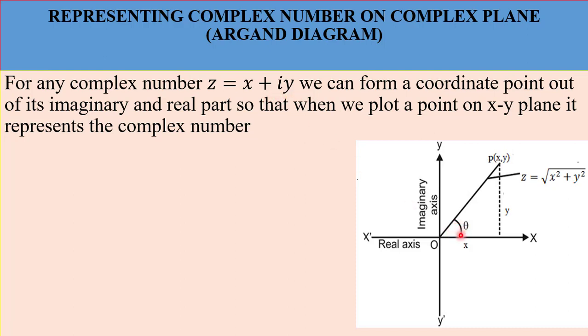And this angle theta, we had earlier looked at how to get this theta. This theta is obtained by taking the arctan of the imaginary part divided by the real part. So if you take the arctan of the imaginary part divided by the real part, you will get this angle theta.